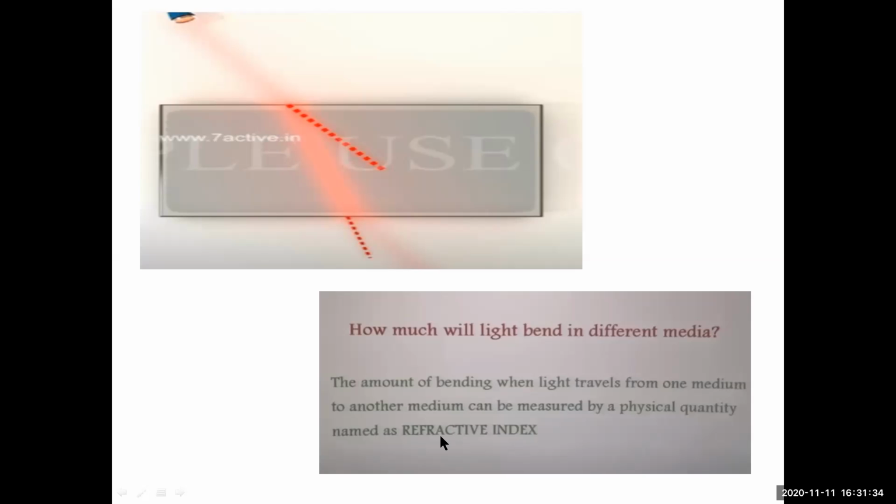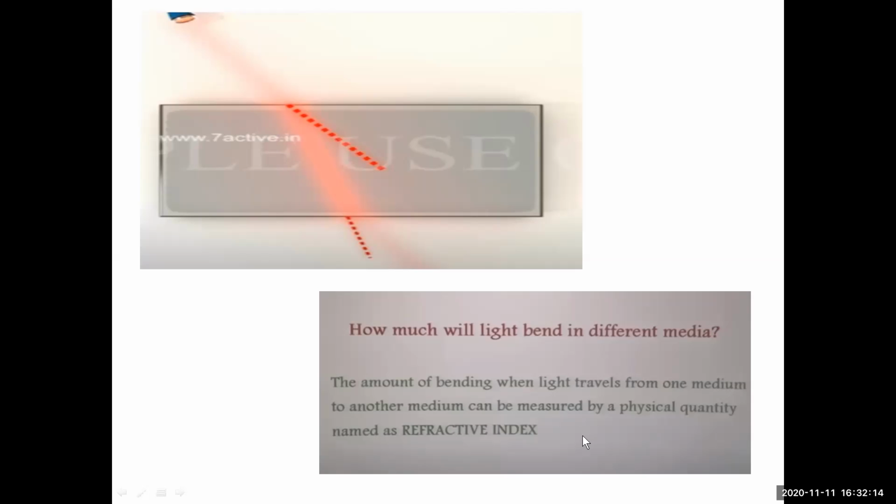Now this is the new word which we are learning here. Okay, students, now you understood what is refractive index. What does the term mean? It is the amount of bending when the light rays travel from one medium to another medium. It can be measured by a physical quantity which is named refractive index. We are measuring how much the light is bending by this refractive index.